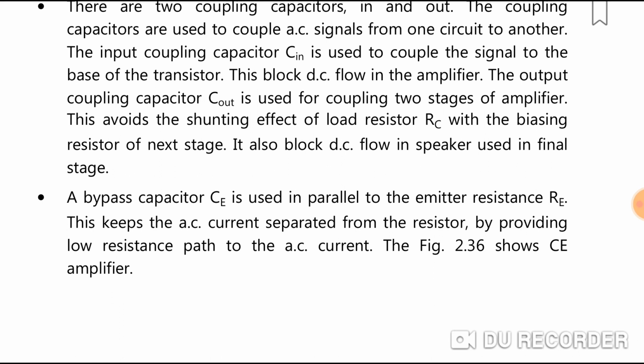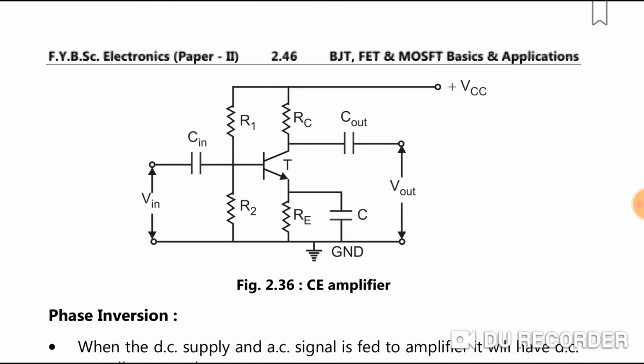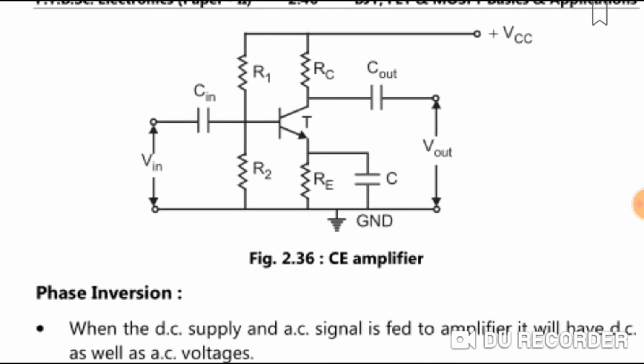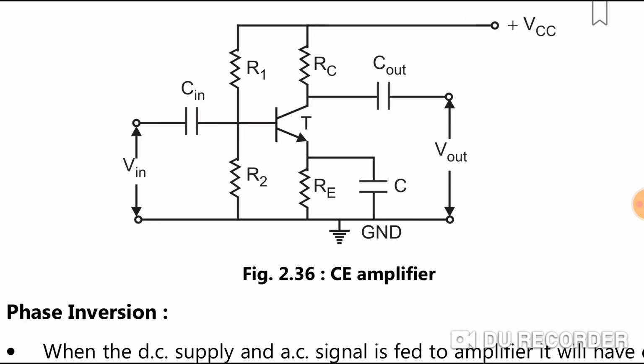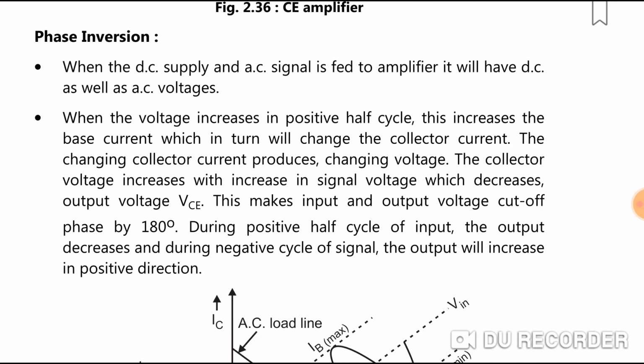The bypass capacitor CE is used in parallel to the emitter resistance RE. This keeps the AC current separated from the resistor by providing a low resistance path to the AC current. So this is the CE amplifier. This is the CE amplifier: C1, R1, RC, Cout, R2, RE, CE. These are the components.